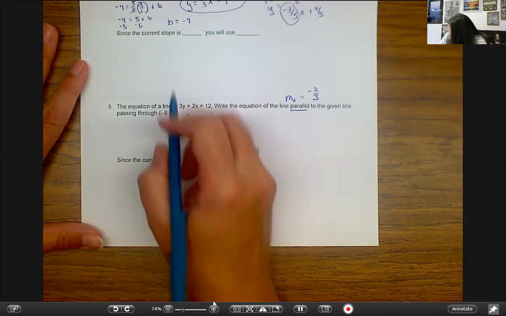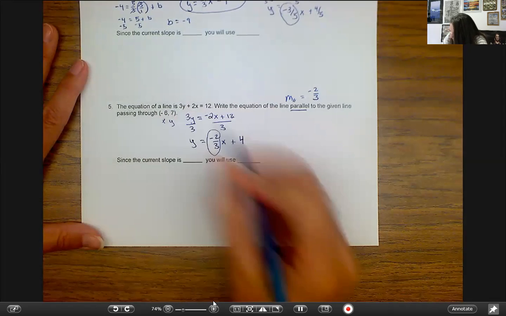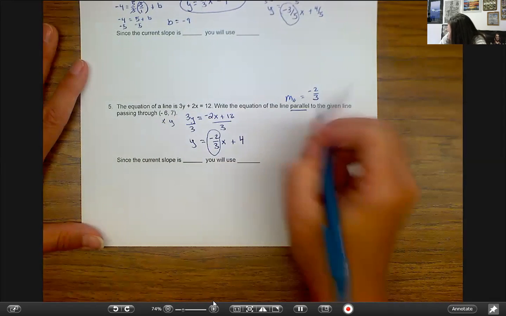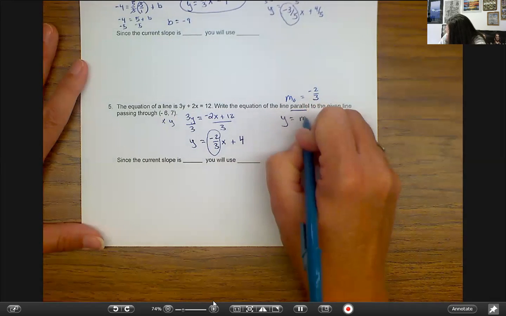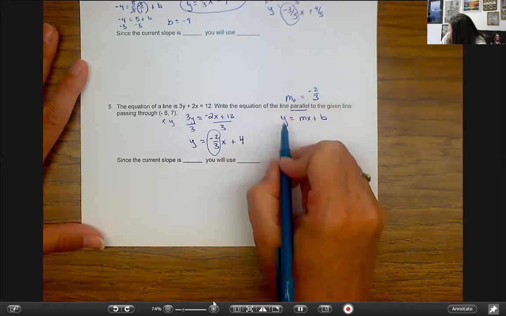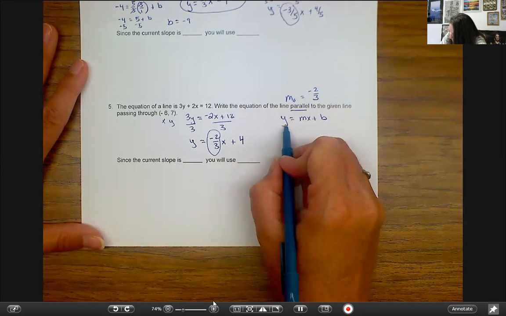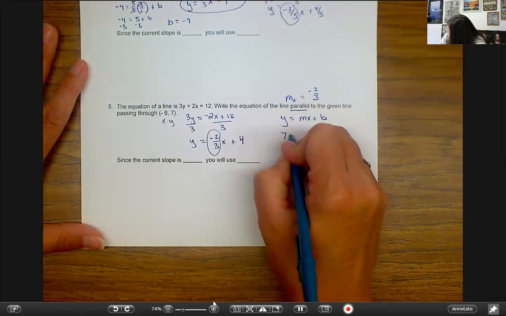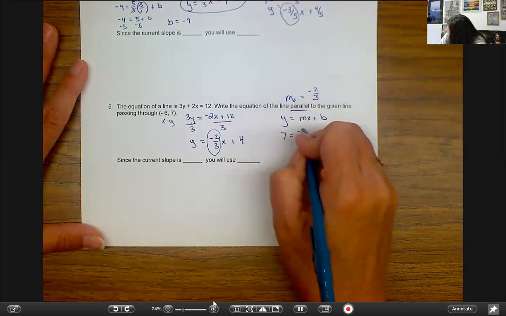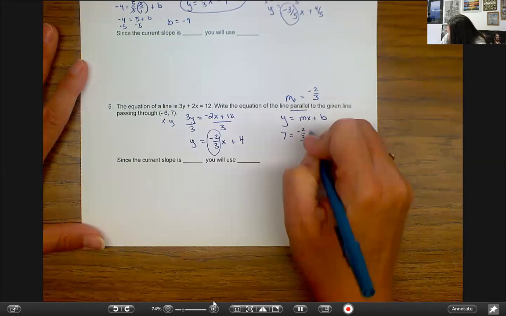Now we do need to include this point, so that's going to be my value for x and y when I plug into slope-intercept form. So the value I'm plugging in for the y coordinate was 7. Slope was negative 2/3.